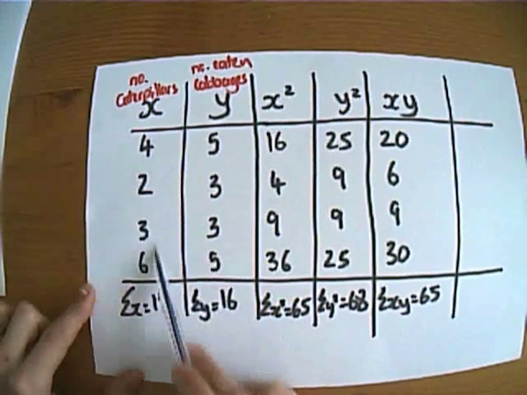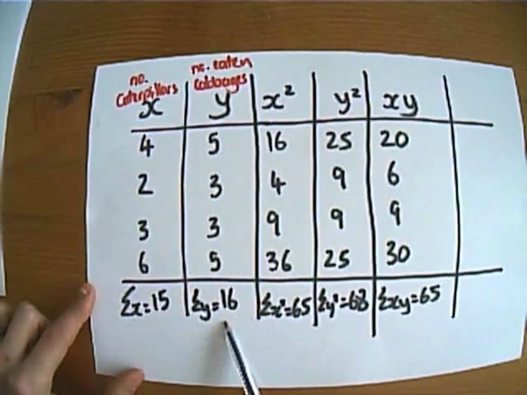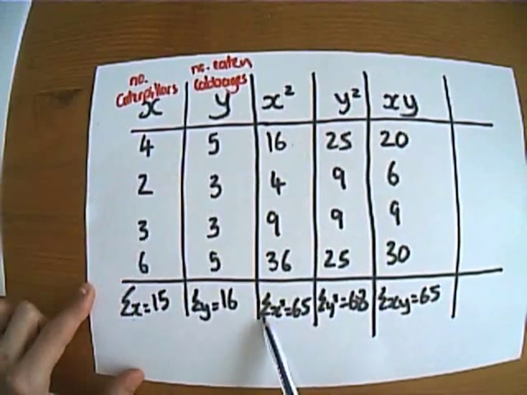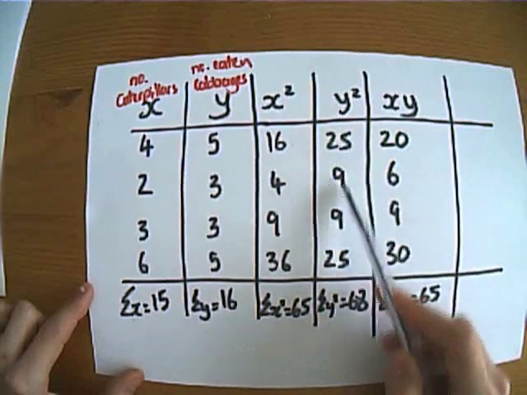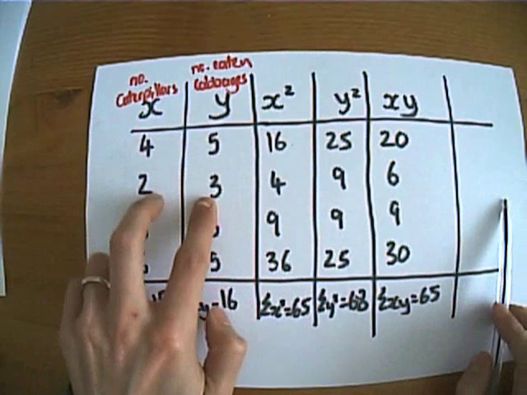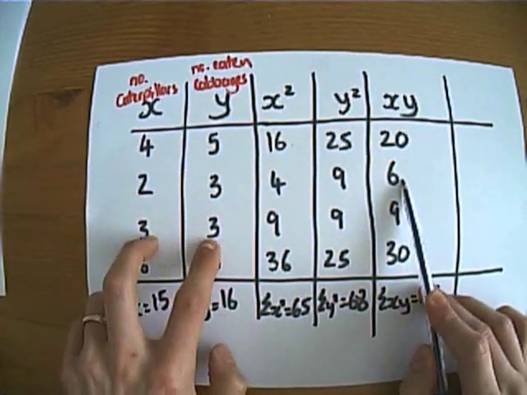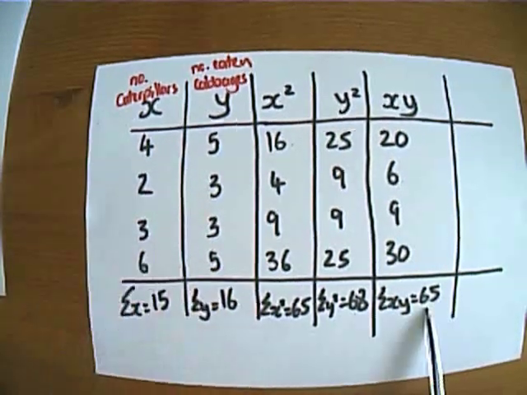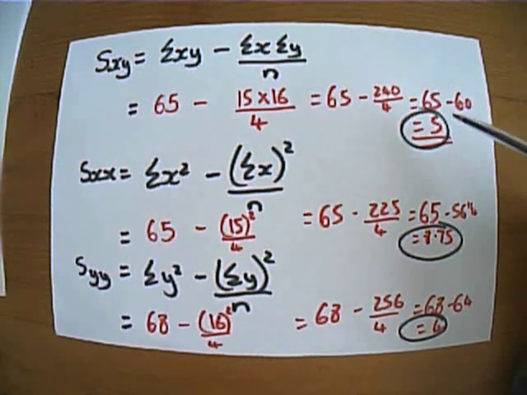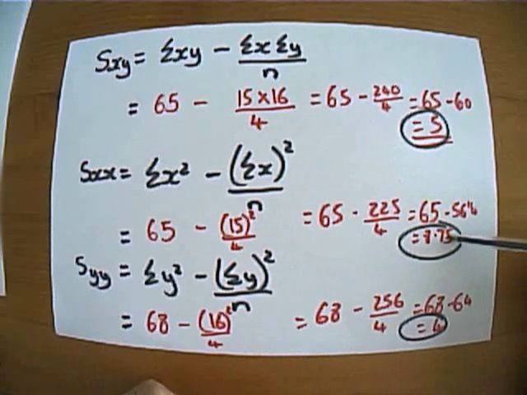I find my sum of x values, my sum of y values. I then take all my x values and square them and add them up, and hence that becomes my sum of x squareds. I do the same for the y values, square them, then add them up. I then also take each pair of x and y's and multiply them to get my xy values, and then I add them up to get that. And then to turn that into SXY and SXX, I substitute them into the formula just as we've done before, and from this data I found before that SXY was 5 and SXX was 8.75.